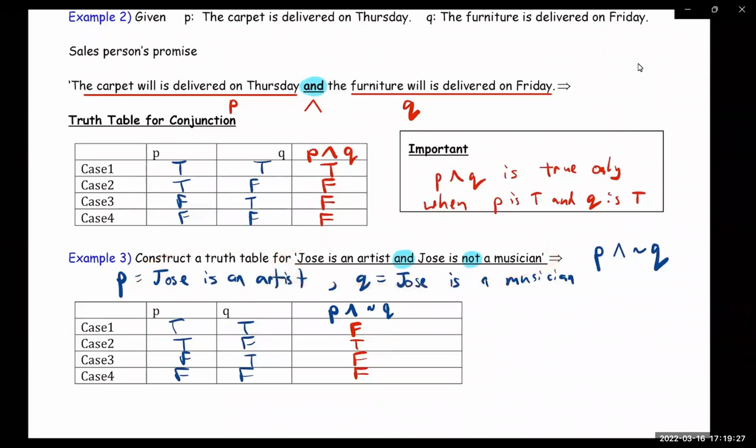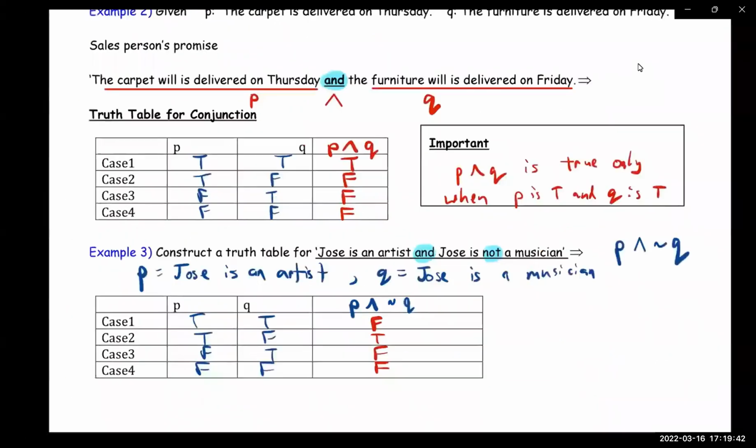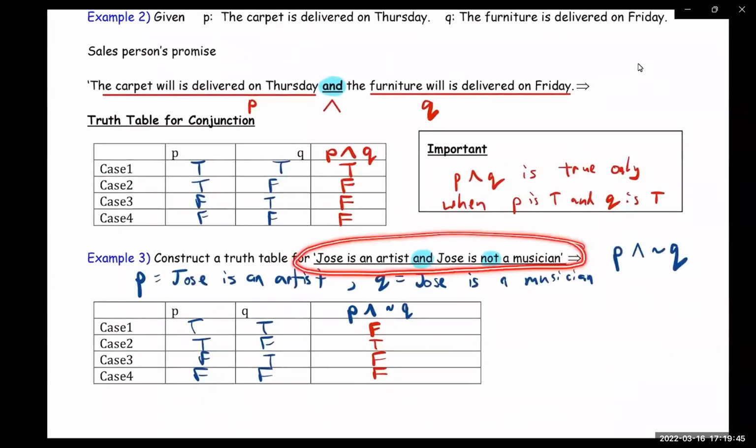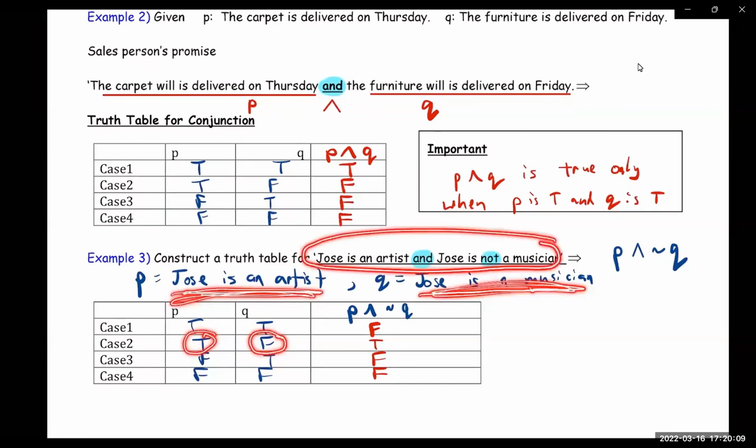So even if it doesn't really make sense in English, logically, in the world of logic, this is a true statement. It's a little strange, but that's the way it works. Let's look at this one. Yeah, actually, this is a true statement right here, because you negated. The only time it's true is when P is true and Q is false. So if Jose is an artist and Jose is not a musician, then the statement is true.